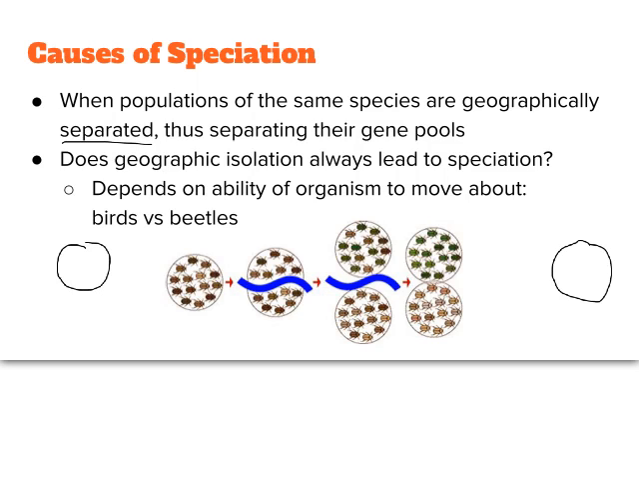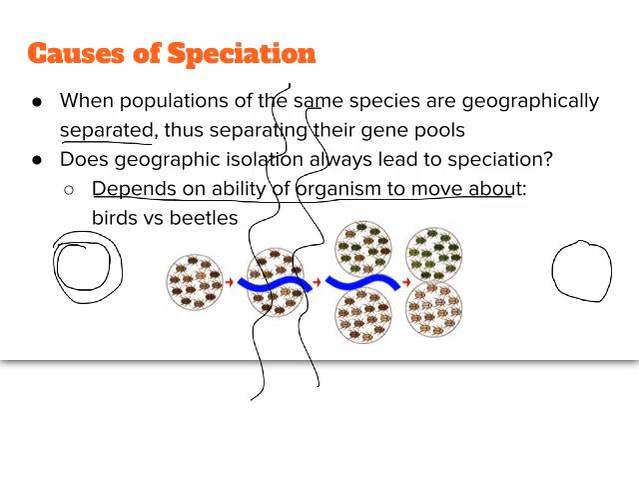And really what scientists have decided on is it depends on the ability of organisms to move about. So with beetles, we would probably consider those to be two different species, because beetles don't move very far, they don't move very fast. So even if there were a river here, this beetle population is never going to get to this beetle population. However, if we were talking about birds, we might still consider them the same species, because birds would be able to fly across the river. So really, it depends whether or not geographic isolation can lead to speciation.